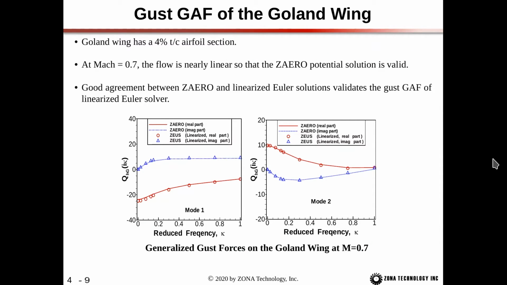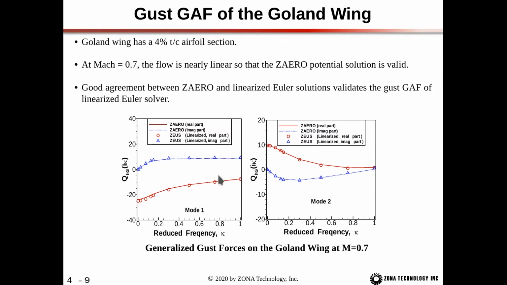And then next we'll look at the gust gaffs of the Goland wing. The Goland wing has a 4% T/C airfoil section, and at Mach 0.7 the flow is nearly linear, so that the ZEUS potential solution is valid. So we'll compare once again the ZEUS results to ZEUS. And we see good agreement between ZEUS and the linearized Euler solution, which validates the gust gaff of the linearized Euler solver. So ZEUS is the solid lines, and ZEUS is the open symbols.